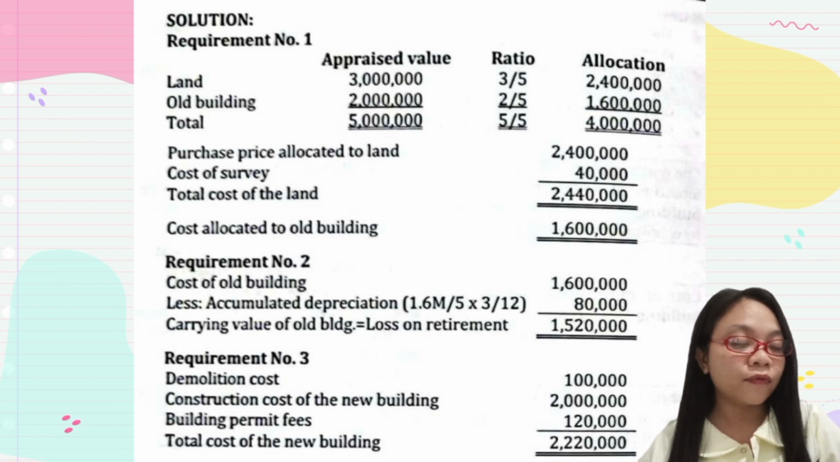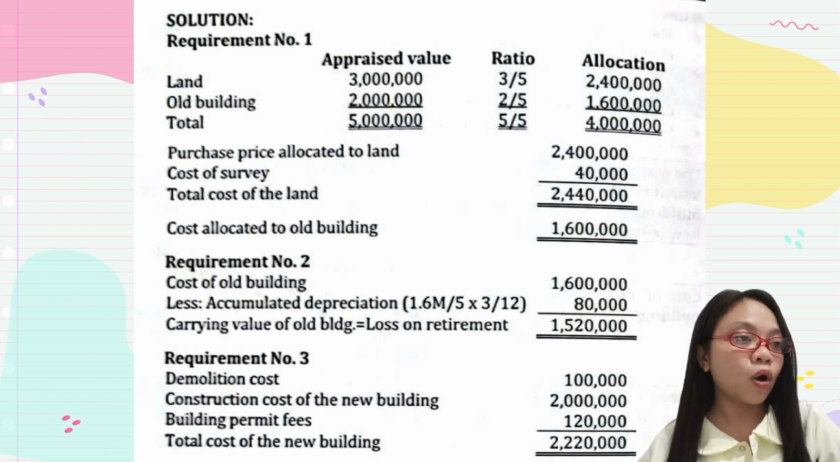So, the appraised value of land is 3 million divided by 5 million, at a ratio of 3/5. 3/5 of 4 million is 2,400,000. And in the same way, for the old building, we have 2 million appraised value over 5 million. Our ratio is 2/5.